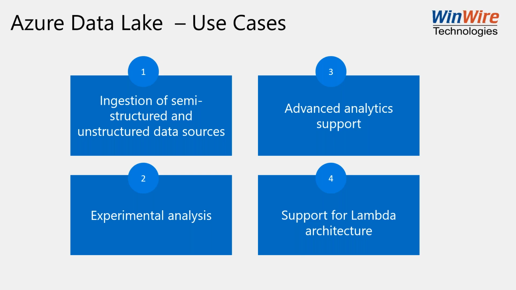And the fourth one is support for Lambda architecture. Lambda architecture, we all know, includes a speed, batch, and a serving layer, so it works on three layers. In the context of data lake, it becomes only one layer, known as the Lambda layer. A real-time example would be patient critical care. So Azure Data Lake can be a good use case here.